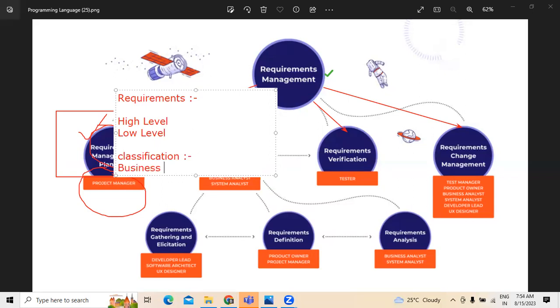The first one is about business requirements, which majorly focus on the business aspects, business goal, vision, mission, etc. All of this comes under the business requirements point of view. Second, end user or stakeholder requirements means what stakeholders or end users are expecting. This is all something that comes under end user or stakeholder requirements.